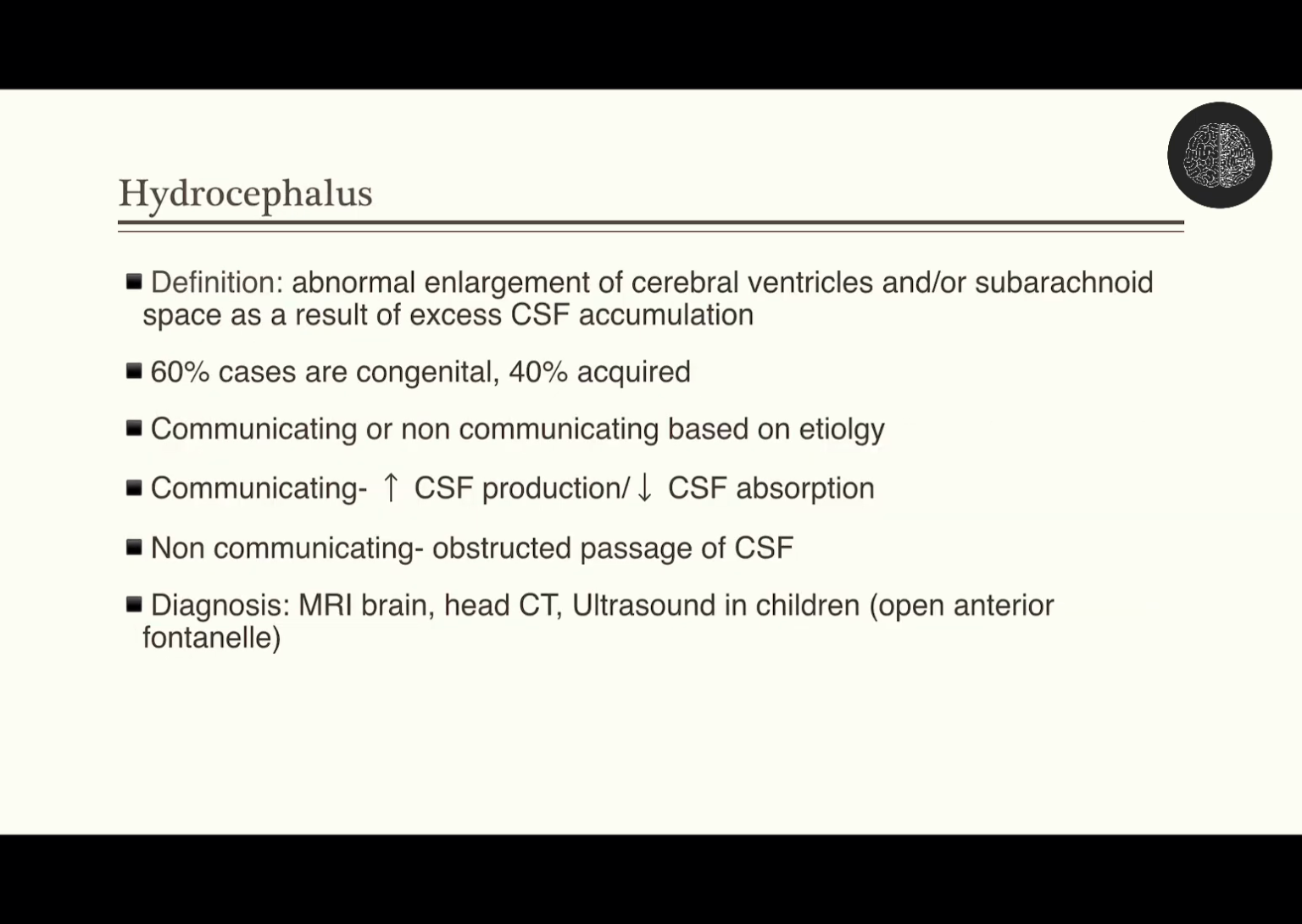In communicating, it can either be due to the fact that CSF is getting less absorbed or there is increased production of CSF. Low absorption can be seen in inflammatory diseases of the CNS, for example, in meningitis. Or you can also see it in subarachnoid or intraventricular hemorrhage because there is fibrosis and it obliterates the arachnoid villi. Increased production can be seen in choroid plexus papilloma, which is a benign tumor of the choroid plexus, which is where the CSF is made.